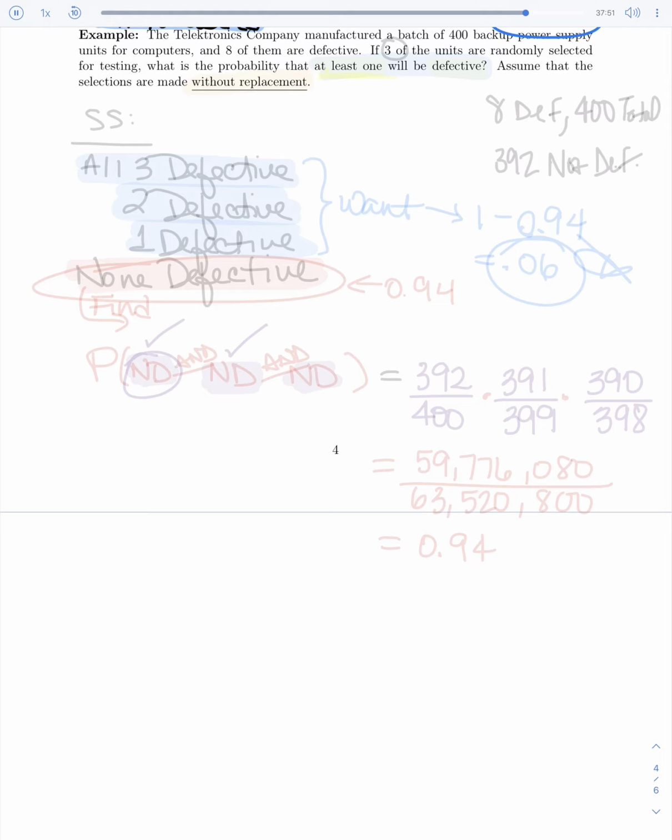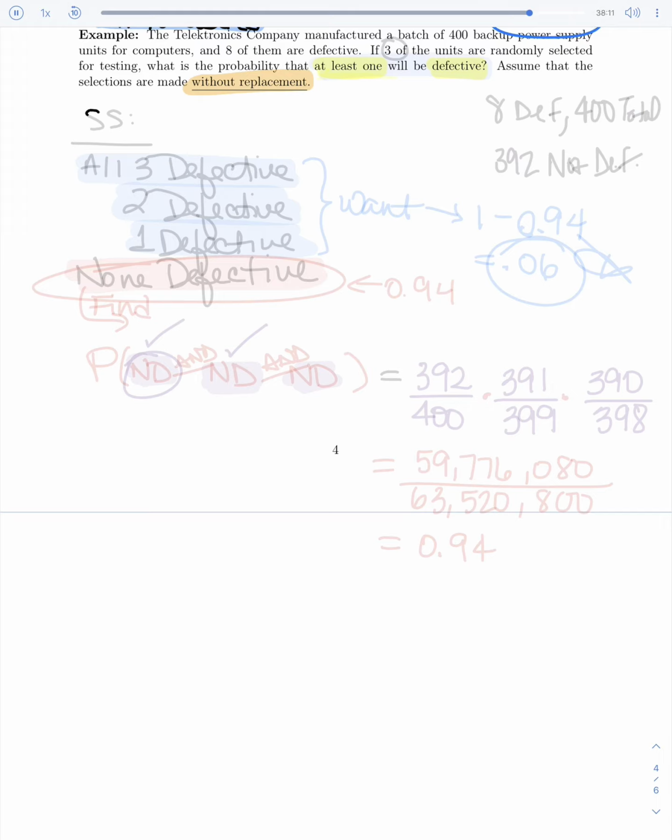And they're also going to tell us without replacement. So first of all, we've got without replacement. We're trying to find the probability at least one is defective. When they use the terminology at least one, that means we know we're going to be taking the complement of something to make our lives easier, so we need to list out the sample space.